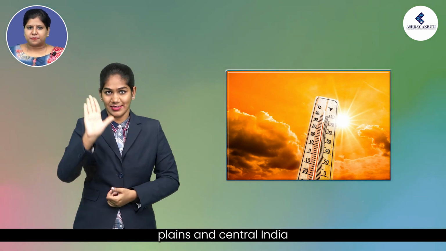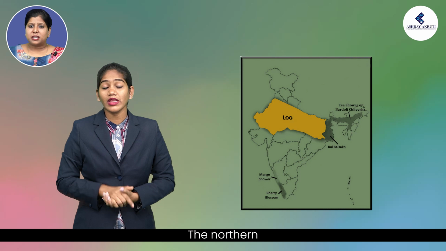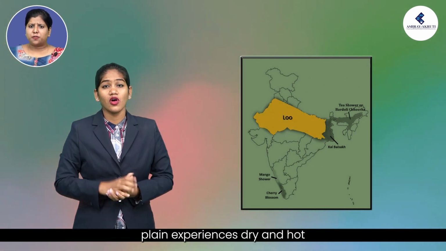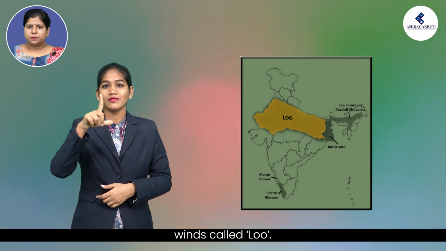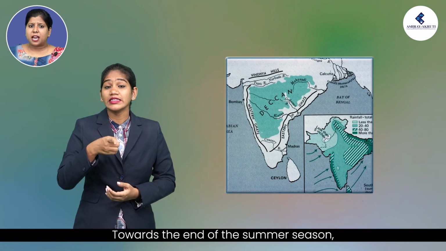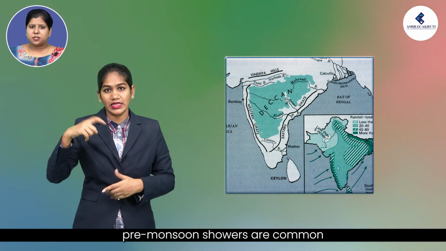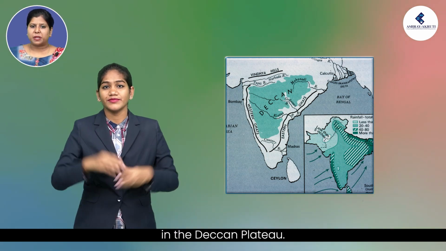The northern plains experience dry and hot winds called Lu. Towards the end of the summer season, pre-monsoon showers are common in the Deccan Plateau.